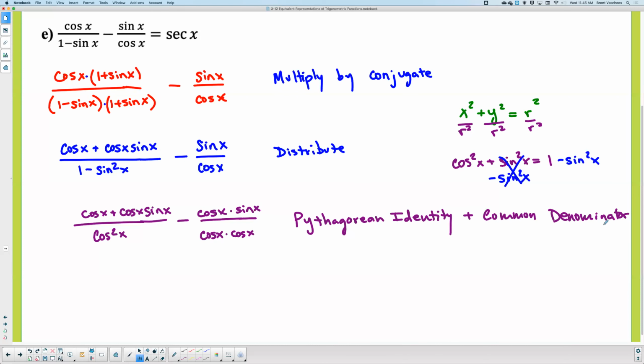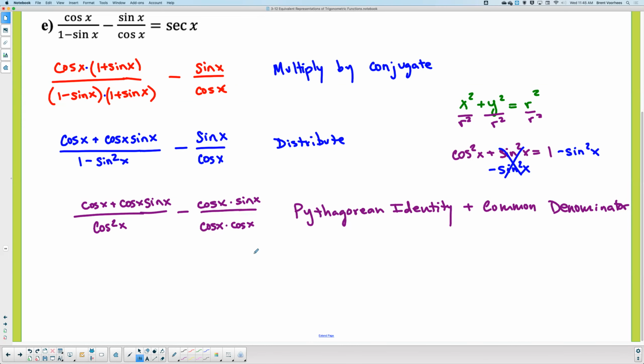Now over here, I got a common denominator. Why did I do that? Because with the common denominator, I can write it as one fraction. I have a cosine squared for both, so I'm going to write this as cosine squared. What is a cosine plus a cosine times a sine minus a cosine times a sine? Look closely. I'm adding a cosine sine and I'm subtracting a cosine sine. Those cancel each other out. These are opposites. They go away. And so what am I left with?